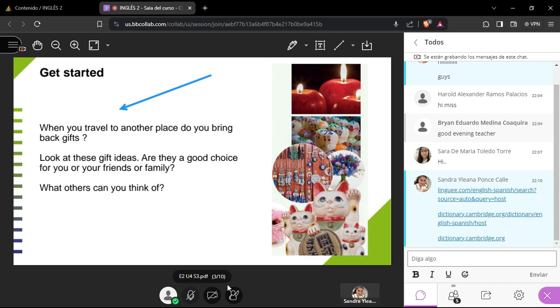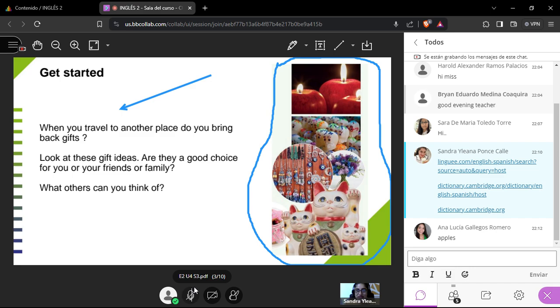Very good. So look at the pictures. Here we have many pictures. How many pictures? 1, 2, 3, 4, 5 pictures. What are these pictures about? Can you recognize what it is in each picture? What do we have in the pictures? For example, in the first picture, what do we have? Anne, Brian, Harold?